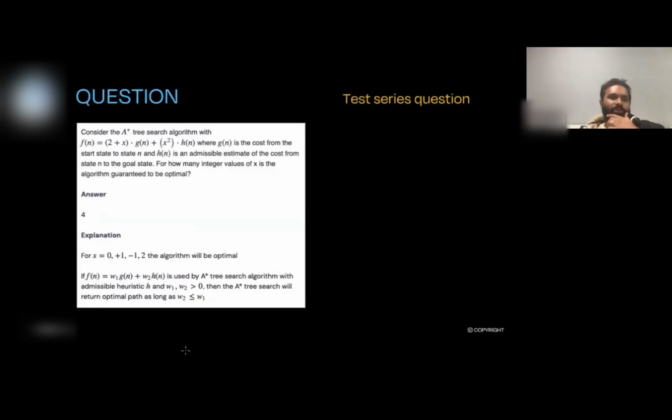Consider this question. You are considering Fn to be 2 plus x times Gn plus x squared times Hn. Gn is the cost of the state of n, where you are starting from S to that particular node, and Hn is an admissible estimate of the cost from that node to the goal. So how many integer values of x are there such that Fn is always giving you the optimal path?